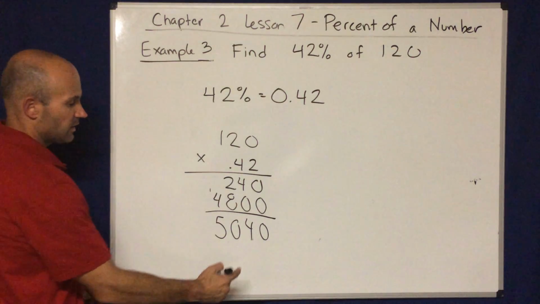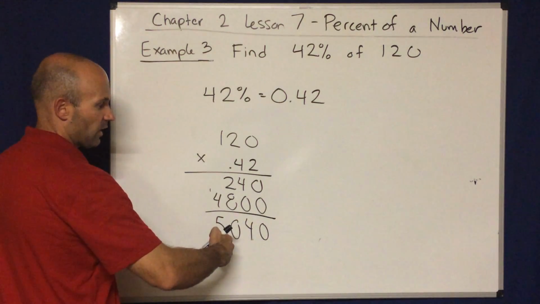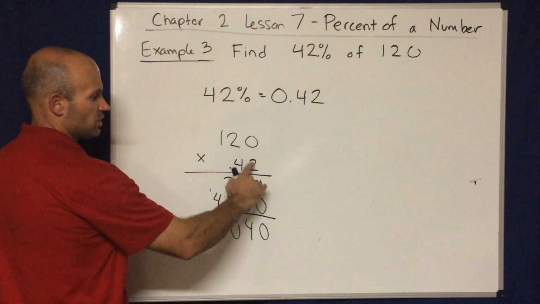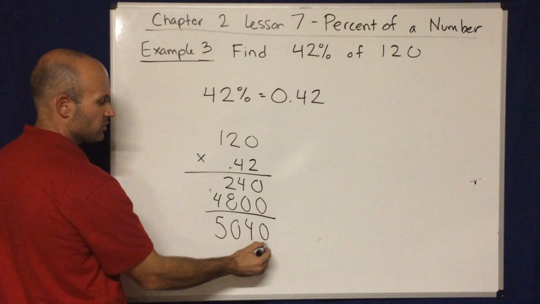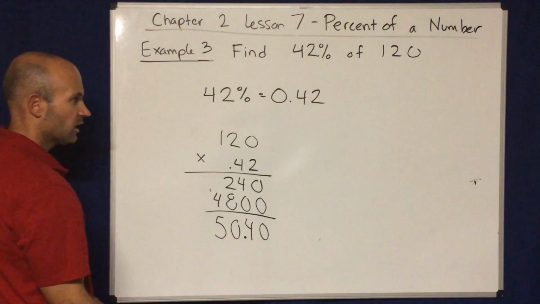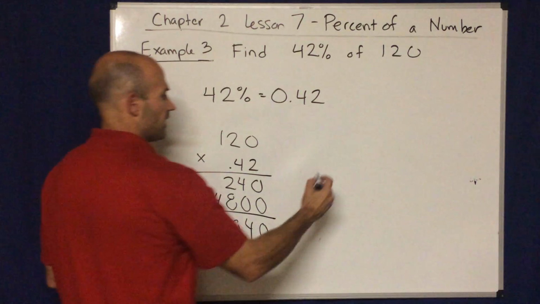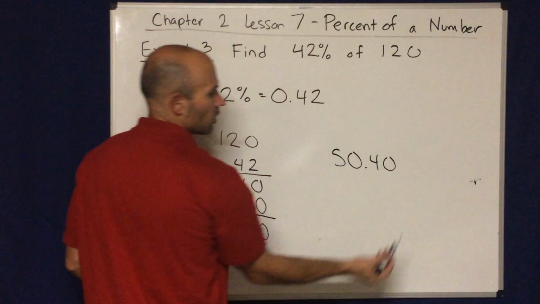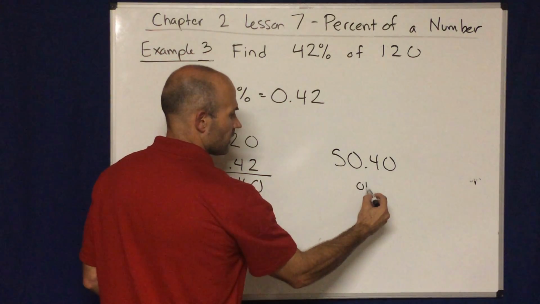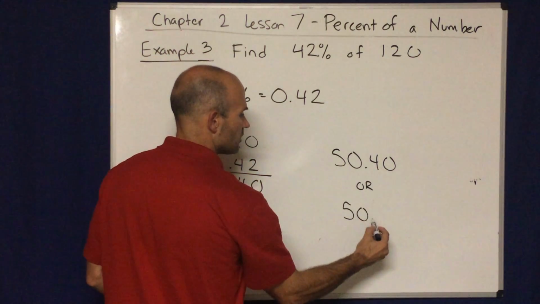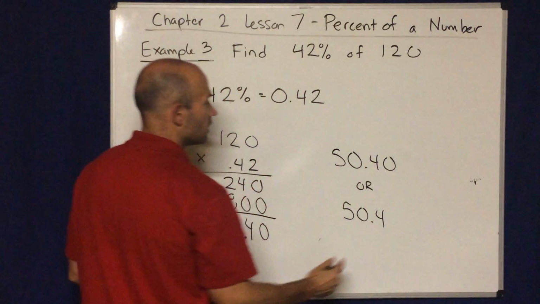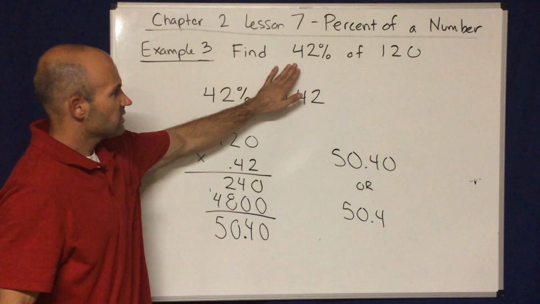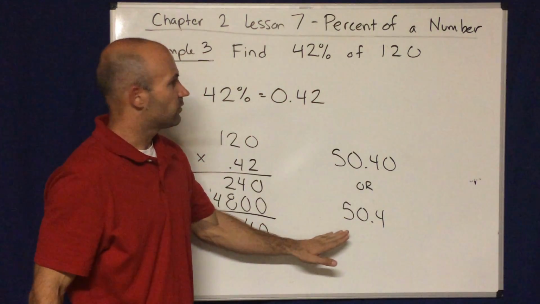Before I finish, I need to make sure I have the right number of decimal places down here. Just 2 decimal places, it looks like, so I need 2 decimal places in my answer. Our final answer then is 50.40, which is the same number as 50.4. 42% of 120 is 50.4.